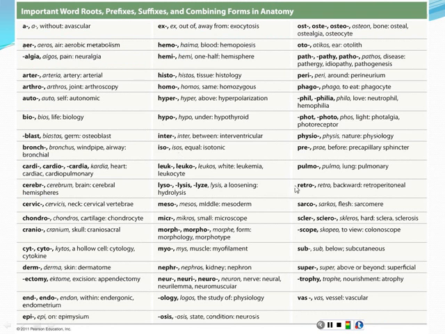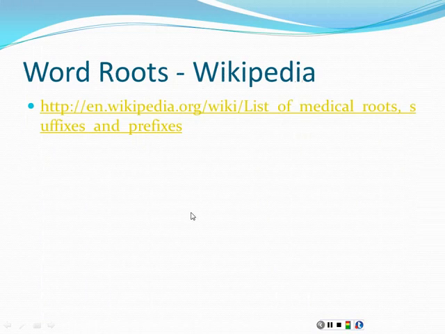There's a list in your book, and it's worth going over some of these just to familiarize yourself with them. And as you're studying, Wikipedia has a great big long list of medical word roots. So you might want to put this in your favorites because it can help you remember what a term or a phrase means by knowing what the word roots mean. Then you can put it together for yourself.